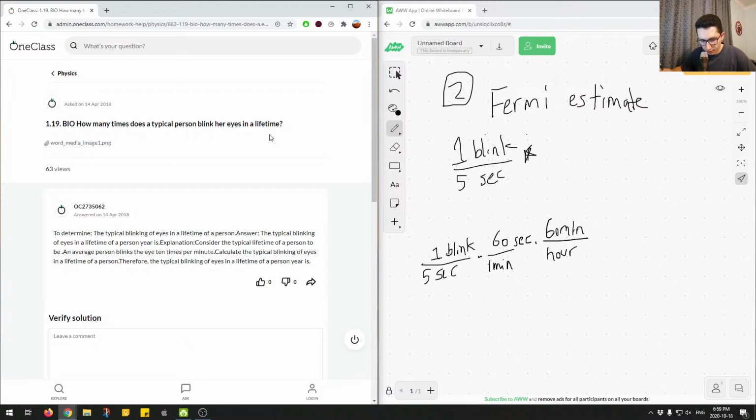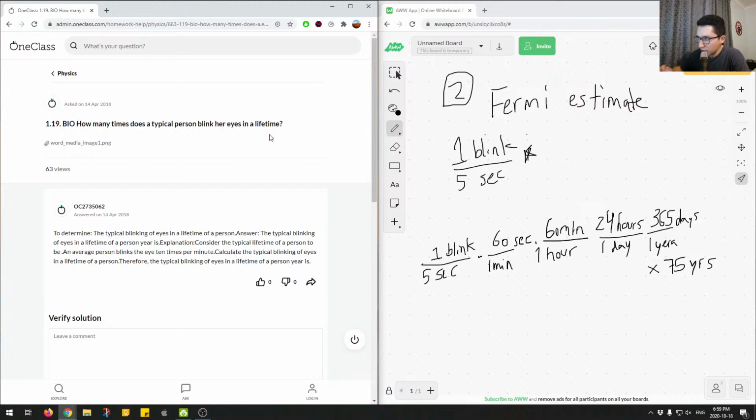Now since we have 60 minutes per hour, we can multiply this again by 24 hours per day for 1 day. Put a 1 over here. And then we'll multiply this again by 365 days per year. And finally, thinking about the average lifespan of a person, you can say on average someone would live up to 75 years. So we'll multiply this by 75 years. And now we've approximated how many times someone will blink in their lifetime.